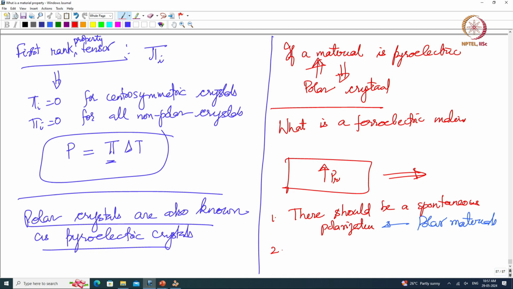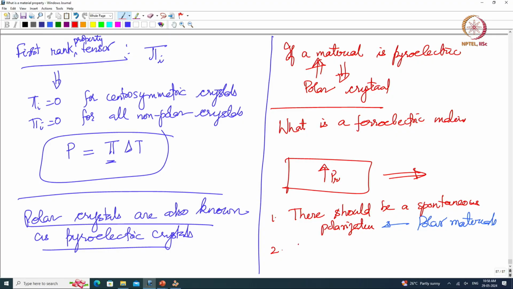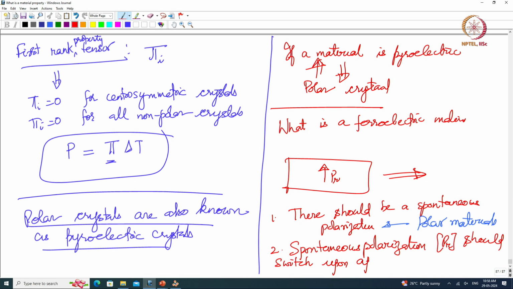First of all, the material should have a polar point group, and there should be spontaneous polarization, which means without the application of electric field I should have some net dipole moment. We will look at examples of how that comes up in the next class. But without application of electric field there should be a net dipole moment, some spontaneous dipole moment. But this spontaneous polarization, PR, should switch upon application of electric field.